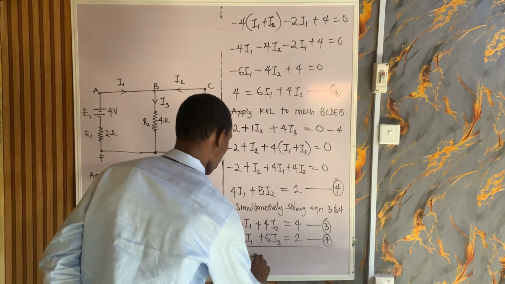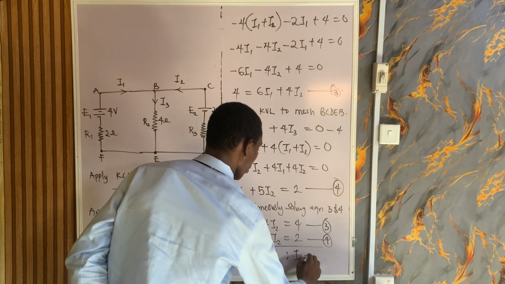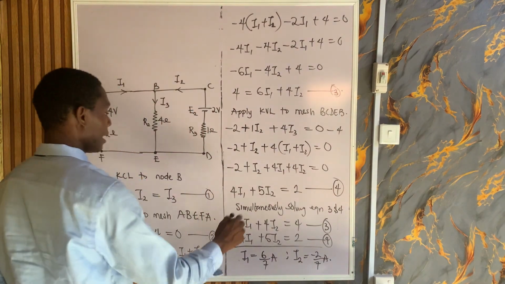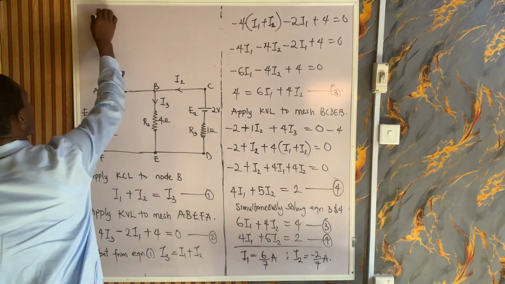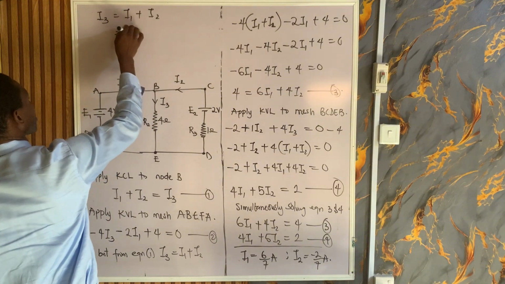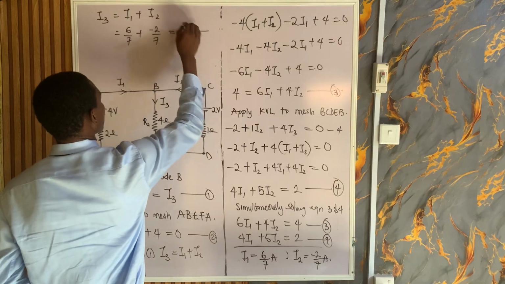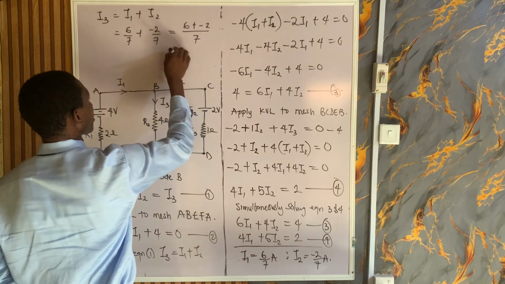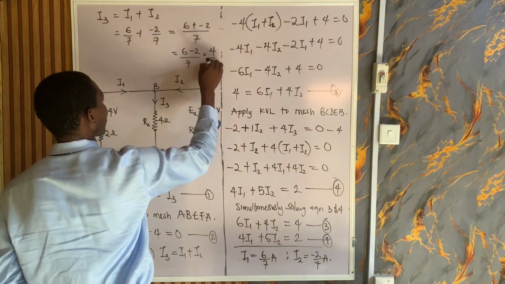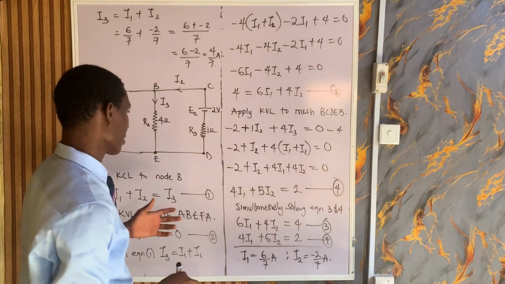I1 to be equal to 6 over 7 ampere, and you get I2 to be equal to minus 2 over 7 ampere. And then you will get your I3. Remember, I3 is I1 plus I2, and that will be 6 over 7 plus minus 2 over 7. This will give us 6 minus 2 over 7, and that's 4 over 7 ampere for our I3. So that's that about this question.